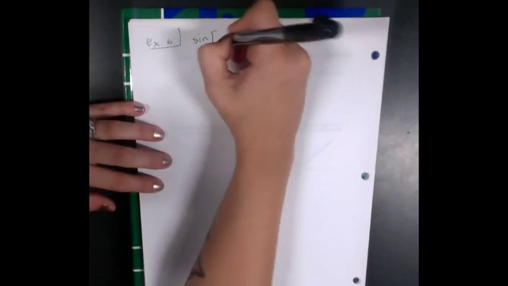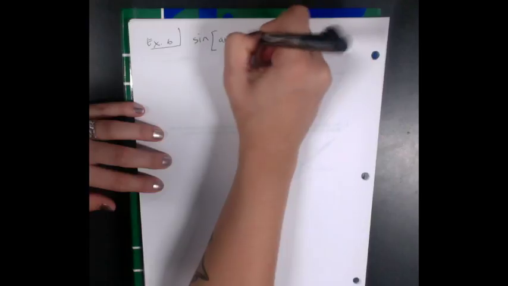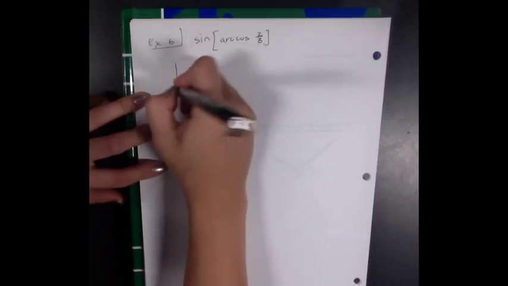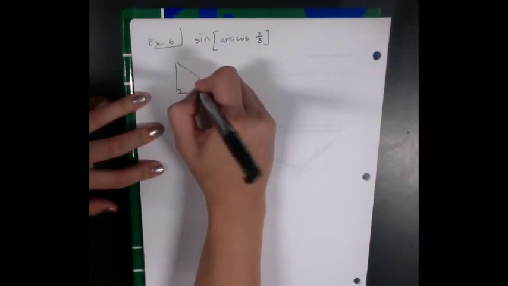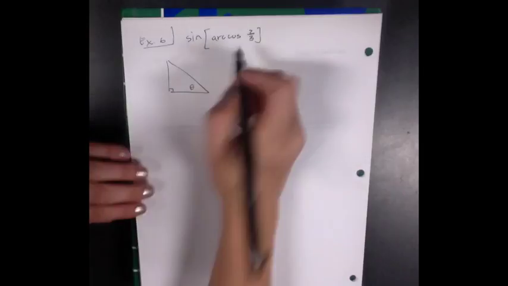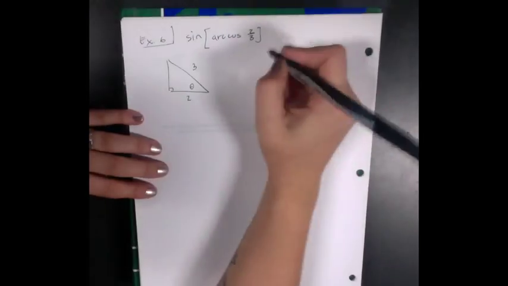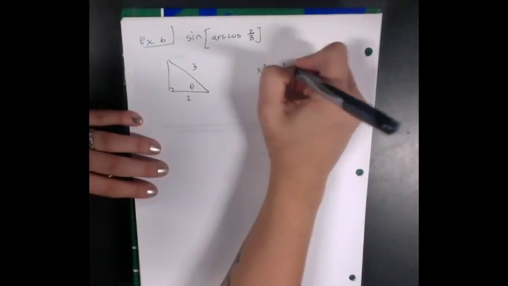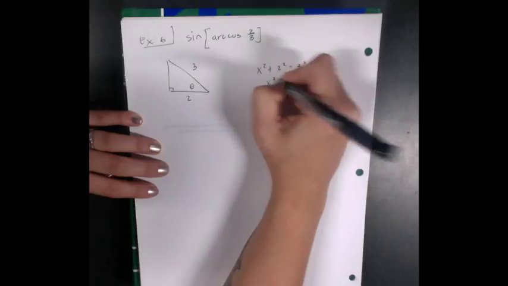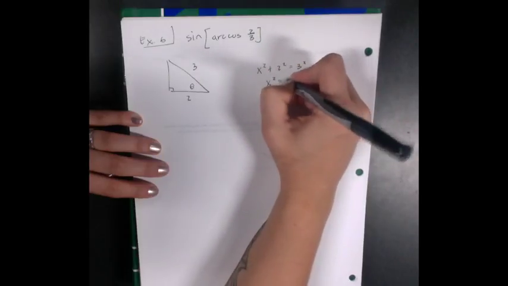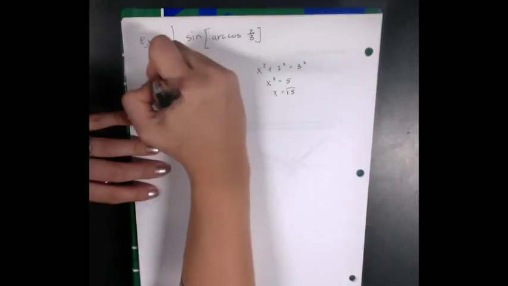Okay, we are going to do the sine of arc cosine of 2 over 3. Again, 2 over 3 is not one of our triangles, so I need to draw it. So this is going to be my theta. Now cosine gives me adjacent over hypotenuse. So I need to find this other leg, so I'm going to say x squared plus 2 squared is 3 squared. So x squared is 9 minus 4, which is 5. So x is the square root of 5, giving me the square root of 5 here.